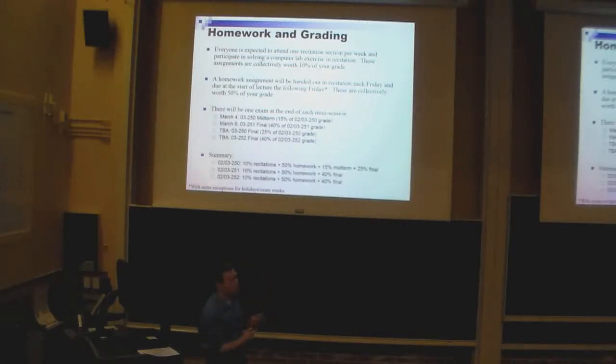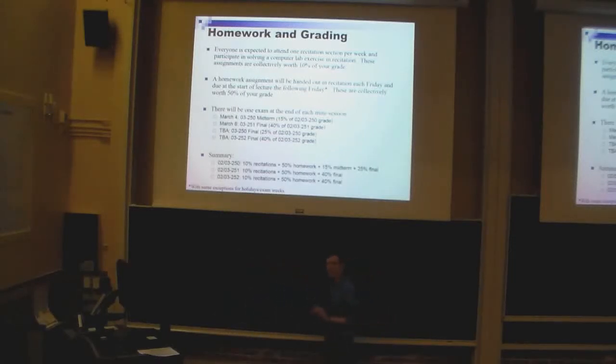Exams will depend on whether you're in the full term or the half-term version of this. So however you work it, exams count for 40% of the grades in the class. If you're in the full-term class, then there will be a midterm that's 15% of the grade, and a final that's 25% of the grade. If you're in the half-term, it's just one final exam for the half-term that's 40% of the grade.